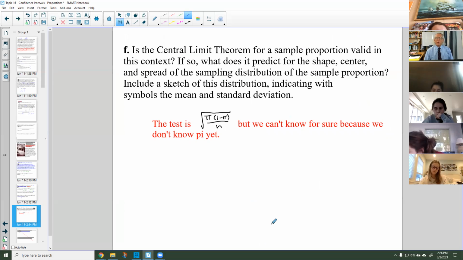Is the central limit theorem for a sample proportion valid in this context? If so, what does it predict for the shape, center, and spread of the sampling distribution of the sample proportion? Okay, so what test am I going to use to see whether the central limit theorem works?